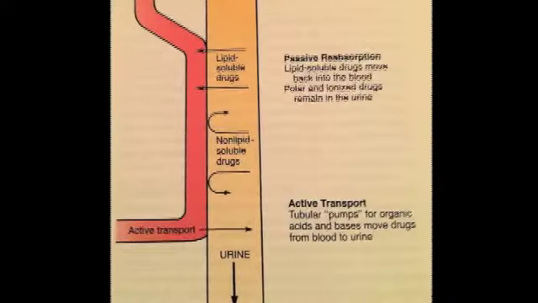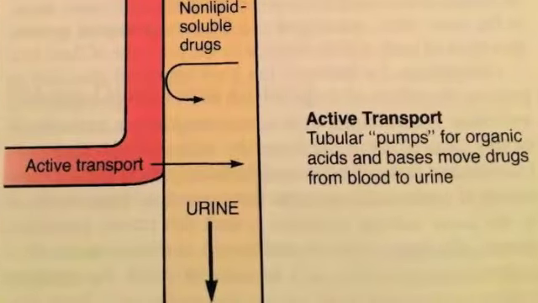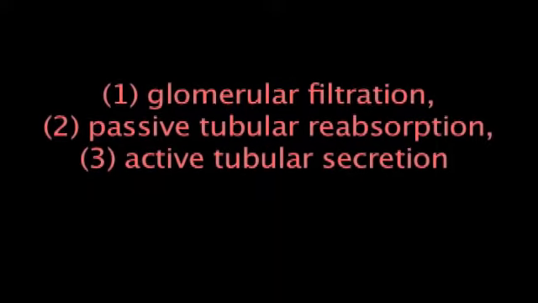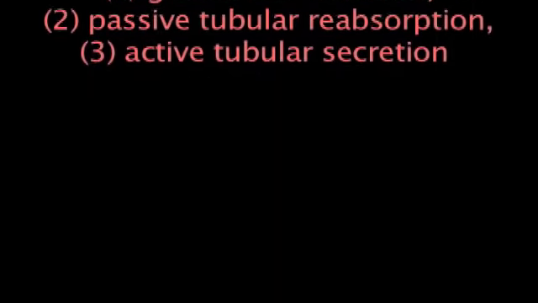The final component of excretion is active tubular secretion. In this process, there are active transport systems in the renal tubules that pump drugs across the membrane from the bloodstream into the urine. These pumps are divided into two main classes, one specific to acids and one specific to bases. After the drug has traveled through each of the steps that make up the excretory process, the drug remaining in the tubule will finally leave the body.